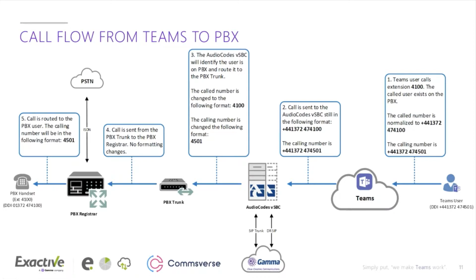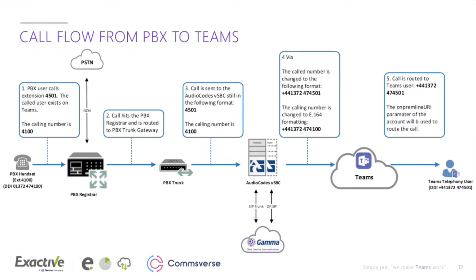And again, very similar from PBX to Teams. So the PBX user will start dialing 4-digit extensions again. So the PBX user calls the extension of 4501. The called user exists on Teams, that's perfect, and the calling number is 4100 because that's the extension assigned to the handset. The registrar will make its own decisions whether it should go out this ISDN trunk here. However, it understands that it shouldn't go out the ISDN trunk and it should continue its journey.